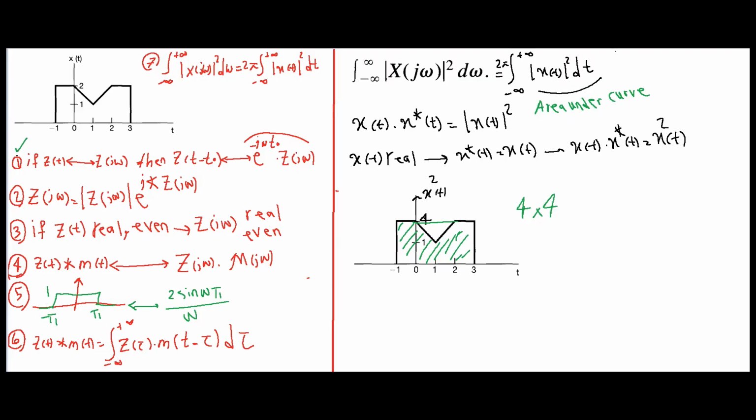We can calculate the area under this curve as a rectangle minus a triangle. The area of the rectangle is 4 multiplied by 4, and the area of the triangle is 3 multiplied by 2 divided by 2. Therefore, the final result becomes 13. Now, if we multiply this value by 2π, the final answer becomes equal to 26π.